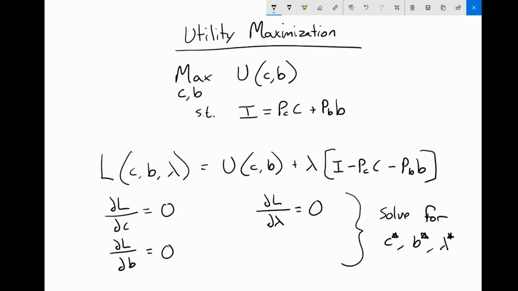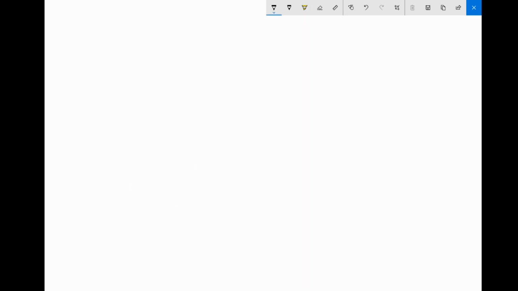So why don't we do a quick example of a utility maximization problem. This will effectively be a review of constrained optimization, or constrained maximization, but in this case where we are giving economic intuition or economic meaning to all of the variables and parameters in the model. So now we're going to do an example.